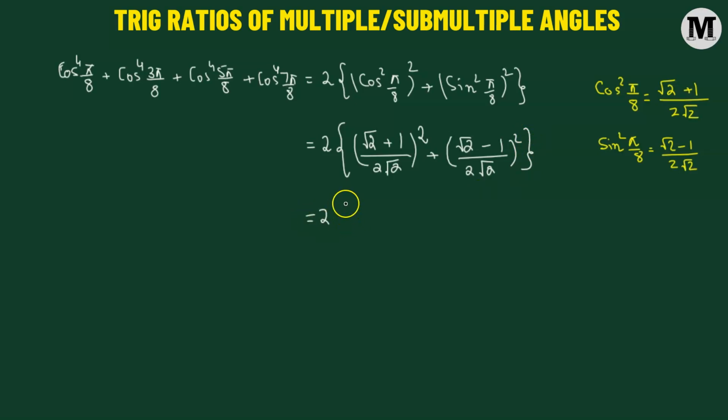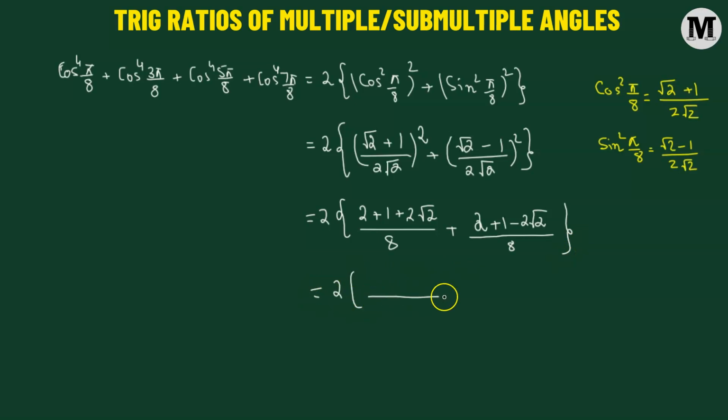This is going to give us 2 times square root of 2 plus 1 whole squared. Let's expand it. We're going to get 2 plus 1 plus 2 times square root of 2, divided by 2 times square root of 2 squared, which is going to be 8. Added to square root of 2 minus 1 whole square, so that's 2 added to 1 minus 2 times square root of 2, and in the denominator we have 8. So we're going to combine this. We get 2 multiplied to the common denominator 8, and in the numerator we have 2 plus 1, that's 3, and 3 added to this 3 will be 6, and we have 2 times square root of 2 minus 2 times square root of 2. So they get cancelled out.